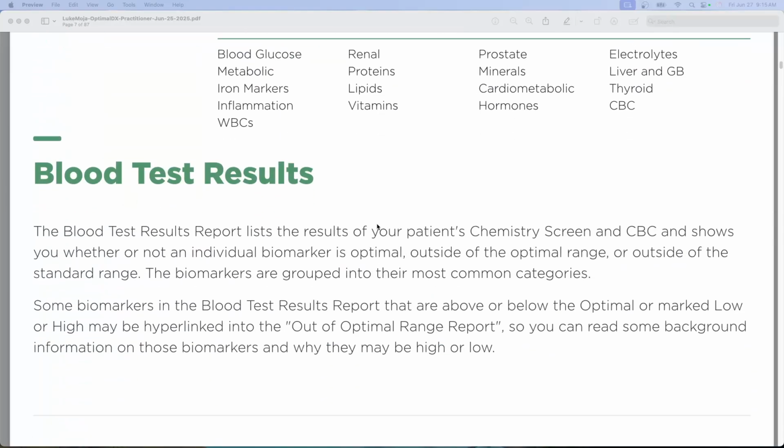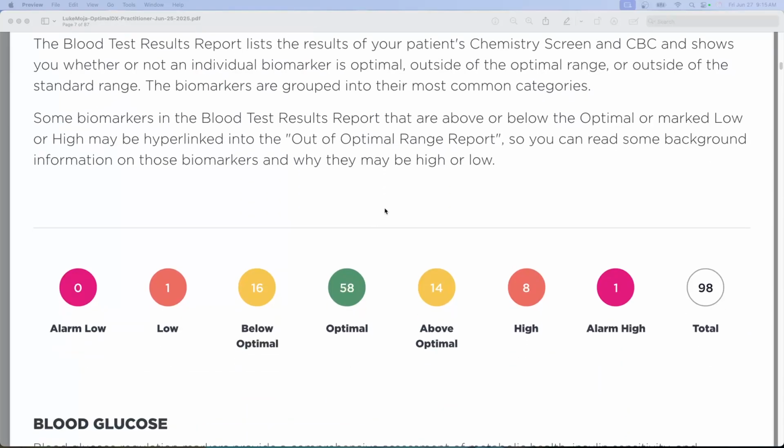So it talks about blood test results. So if we look here at the top, this gives us a breakdown of how many numbers are in the optimal range. You can see how many are below and above optimal, so not necessarily the standard ranges, but just their functional optimal ranges based on the Optimal DX software. The number that are actually high or low according to the standard lab ranges, and alarm low and alarm high, so way too low or way too high.